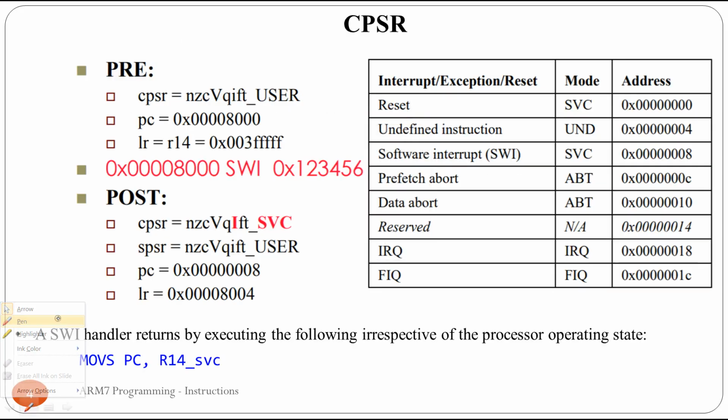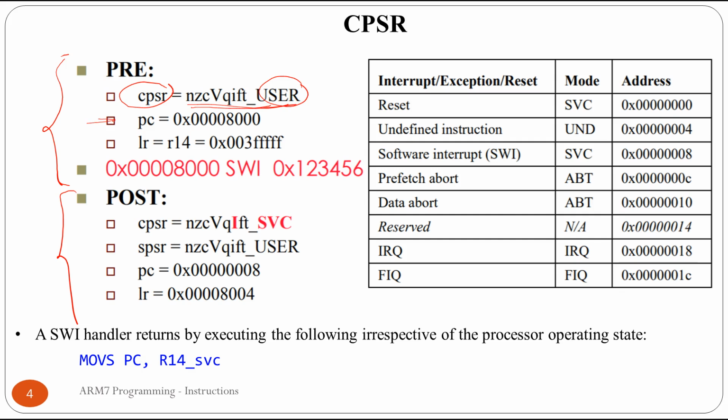Now I will directly take one example. Suppose our processor is currently in user mode. So obviously the content related to user mode will be stored in the CPSR register. Now please try to understand, this is the pre-execution of the software interrupt instruction, and this is post-execution. Before executing this SWI, our processor is in user mode, and our CPSR has this content.